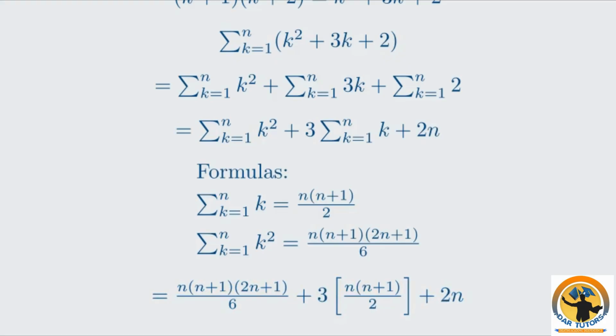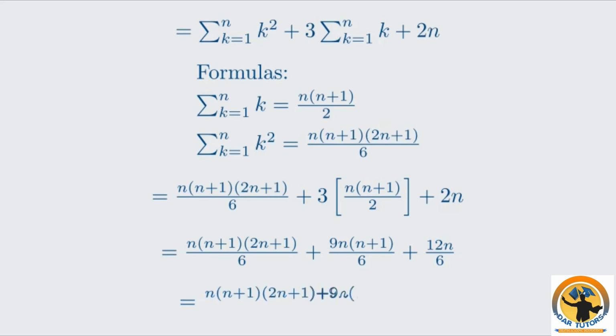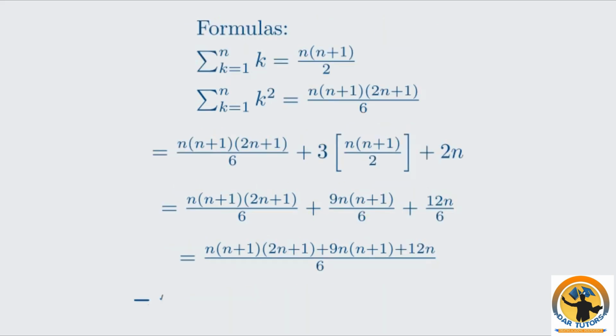The best way to do this is to find a common denominator, which is 6, and factor out any common terms. Let's rewrite each term with a denominator of 6. The first term is already there. The second term becomes 9n times n plus 1 over 6. The third term becomes 12n over 6. Now we can combine the numerators. We can also factor out a common term of n over 6. Let's simplify the expression inside the brackets.